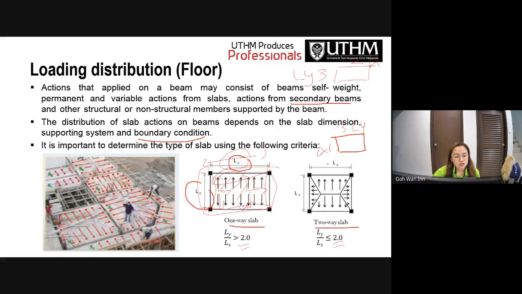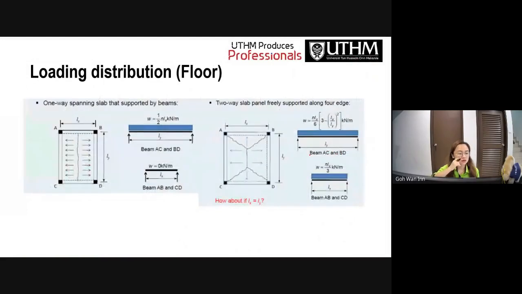So you will get Ly and then Lx, and the load will distribute to both. To calculate this distribution, we will have a method. It's not like you simply divide by 4, because it depends on the beam size. So, loading distribution for a one-way spanning slab that's supported by the beam.